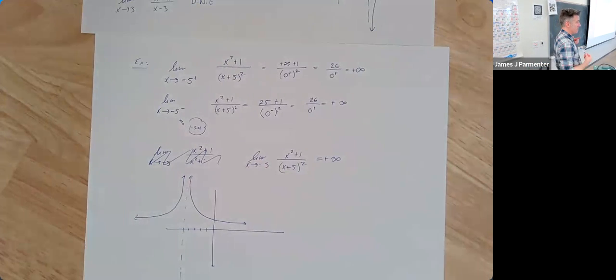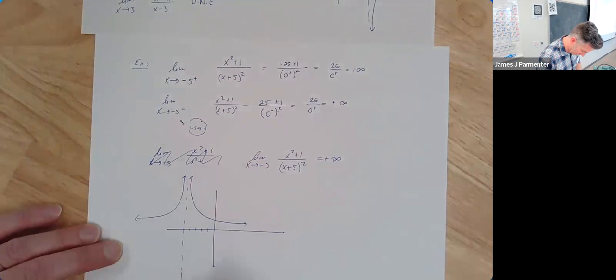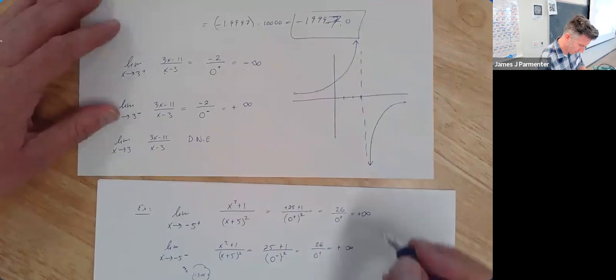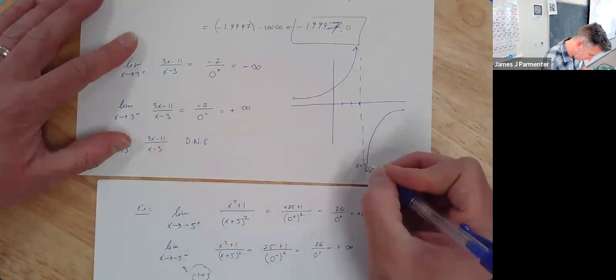Whenever you have a limit where x is approaching a real number, and that limit ends up being infinity or negative infinity, that means you have a vertical asymptote at that x value. Here we have a vertical asymptote at x equals negative 5. In this previous one, we had a vertical asymptote at x equal to positive 3.